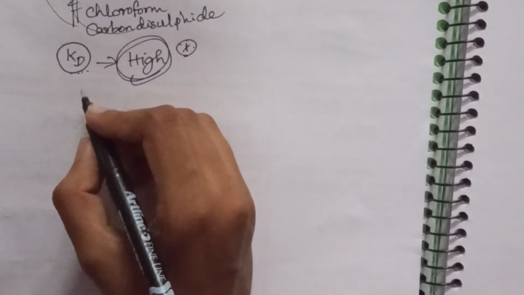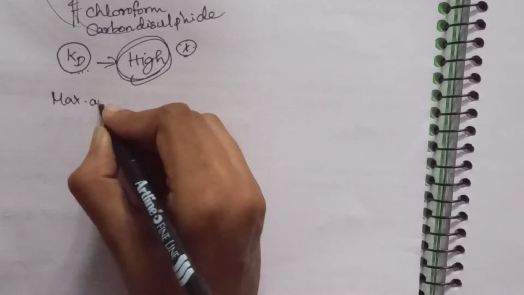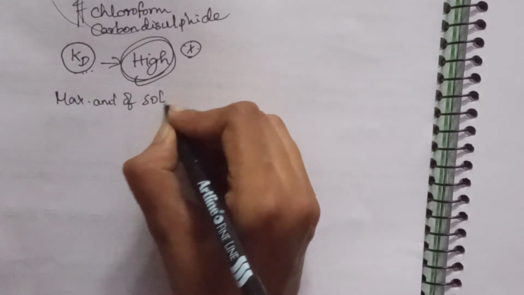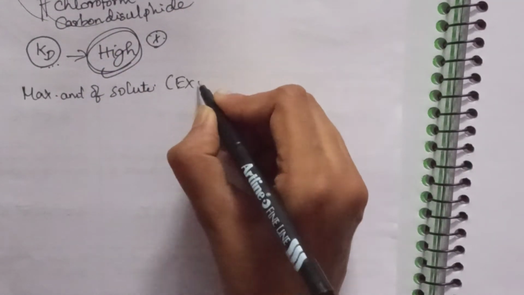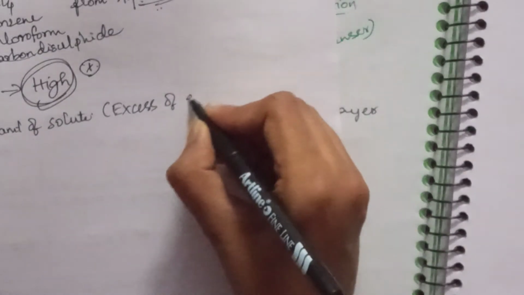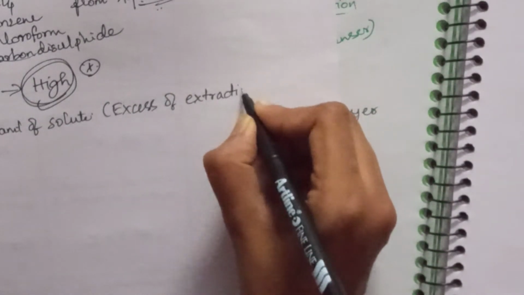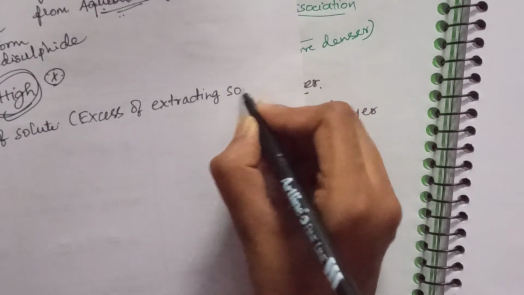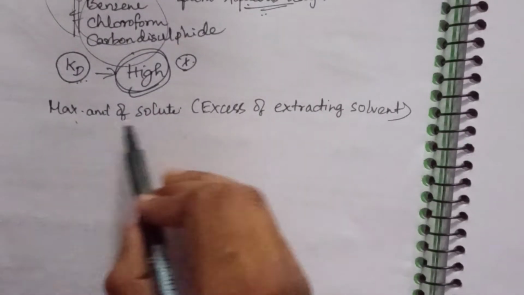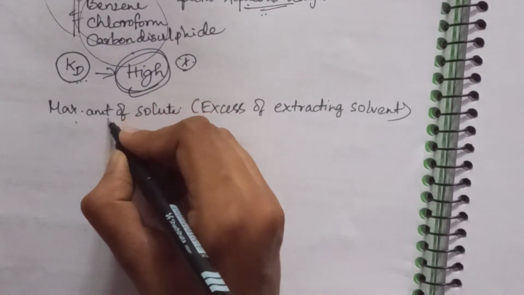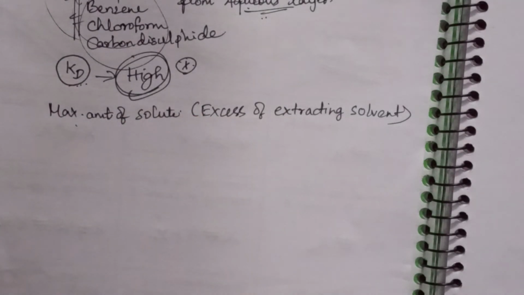And the second condition is, in order to recover a maximum amount of solute, we must use excess of extracting solvent. This must be used in excess to get a maximum amount of solute. So this is solvent extraction. This is done in a separating funnel.